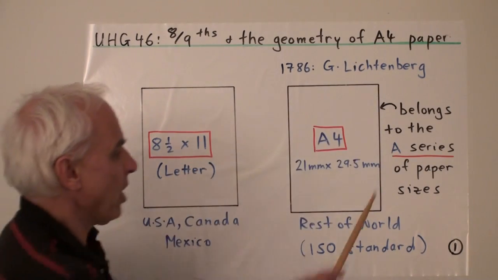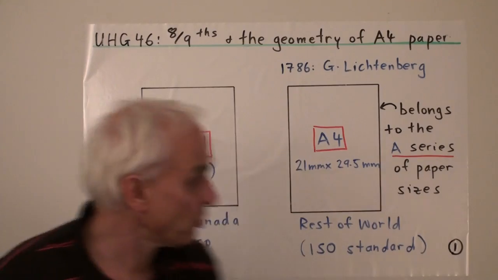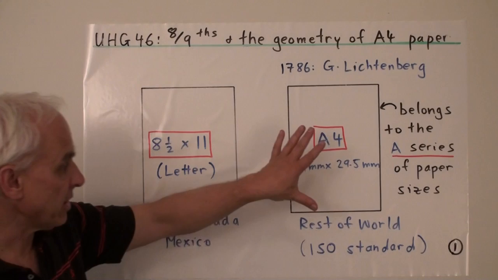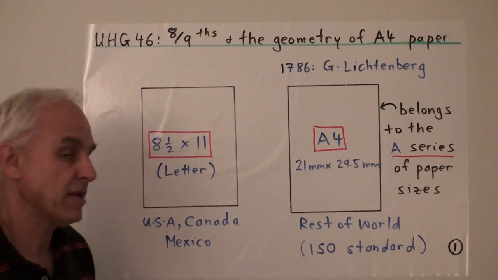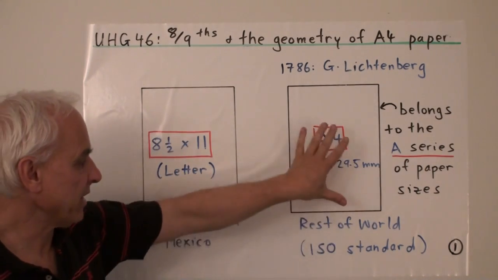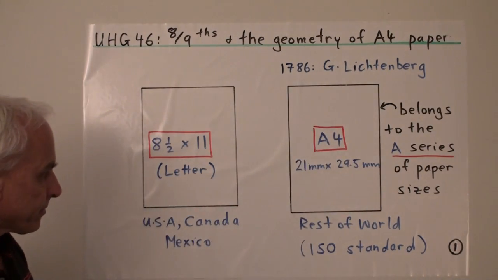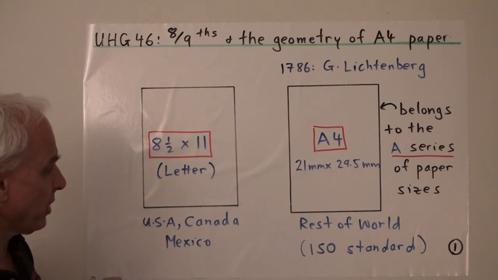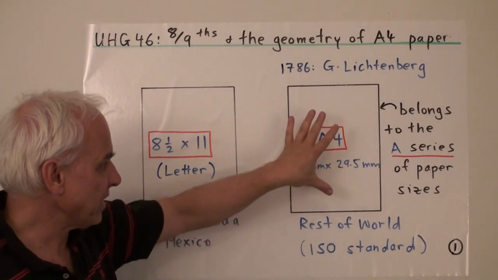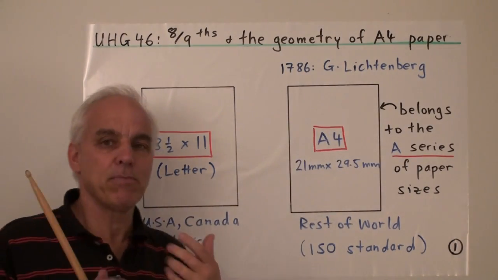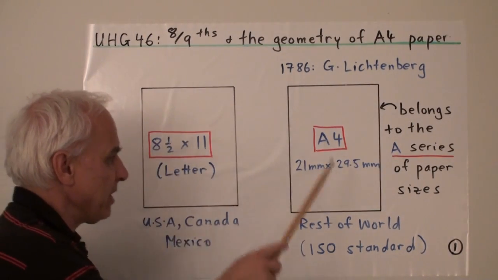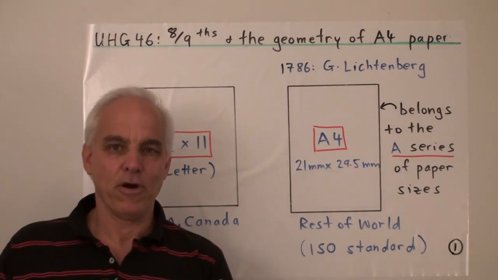So this belongs to the A series of paper sizes. The idea was actually introduced in 1786 by George Lichtenberg in Germany, and then it was a German push in the 1920s that started growing momentum, and eventually most of the rest of the world fell in line with this format. So we're going to be interested in the geometry of A4. It turns out that this is a very interesting shape. This particular shape has very pleasant mathematical properties. And we'll see in fact that this same number 8/9 appears in the geometry of this A4 paper.